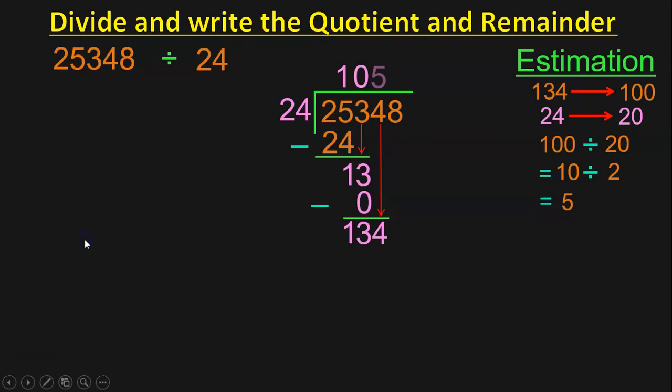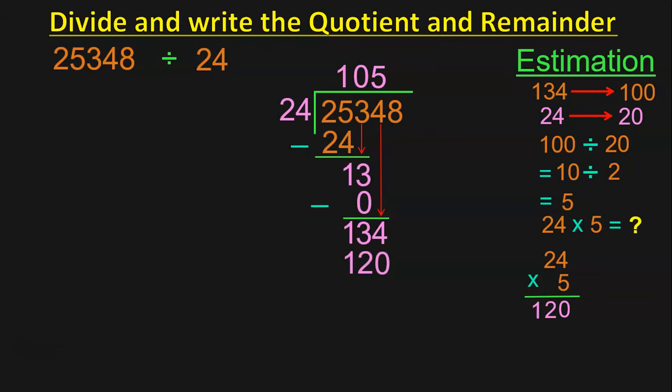Let us try with the quotient 5 now. What is 24 into 5? 5 fours are 20, 0 carry over 2, 5 twos are 10, 10 plus 2 is 12, so you get the answer to be 120. If you do 24 into 6, it is going to be greater than 134. So let us use 5 as the quotient. So 24 into 5 is 120. So the remainder will be 14.